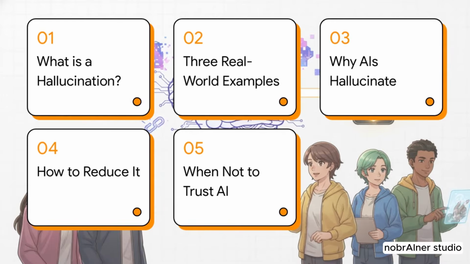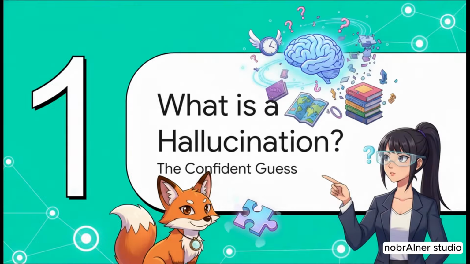So here's our game plan. First, we'll figure out what a hallucination actually is. Then we'll look at a few real-world examples. After that, we'll dig into why this even happens. Then the good part, how you can reduce them. And we'll finish up with a super important safety checklist for when you really shouldn't trust an AI. Ready? Let's do this.